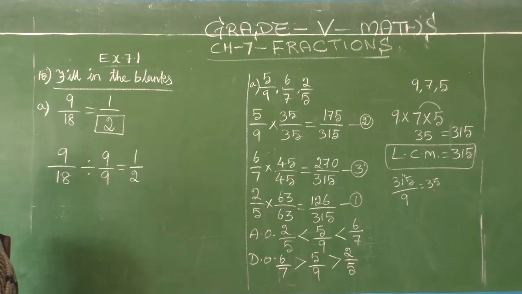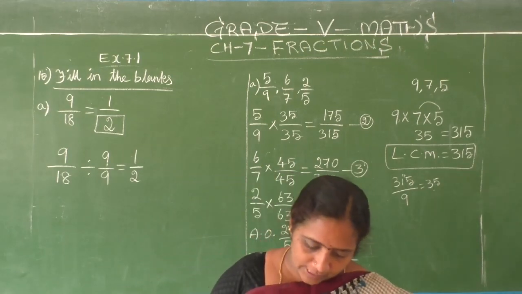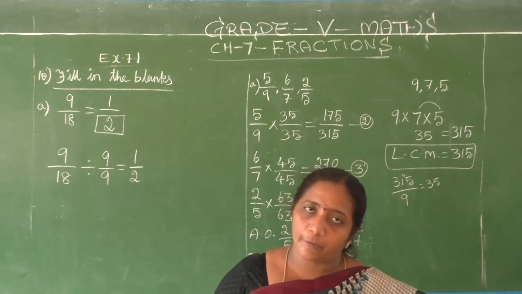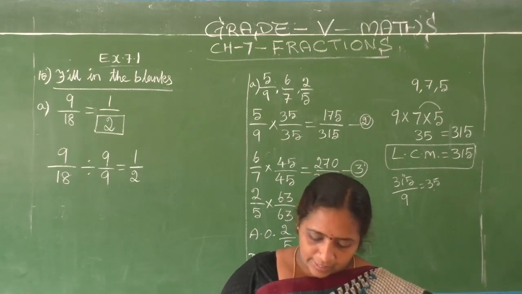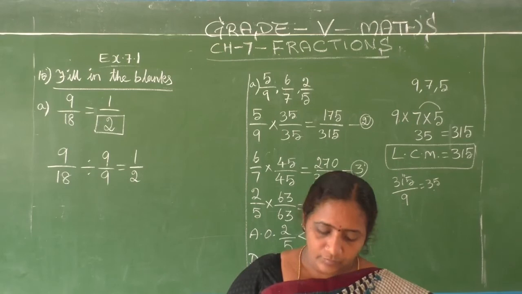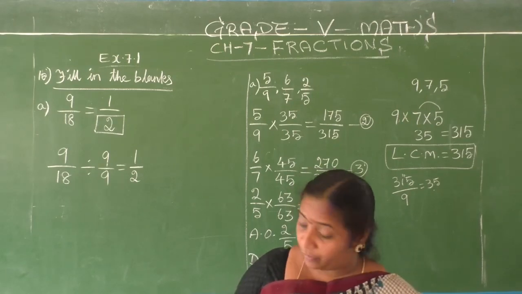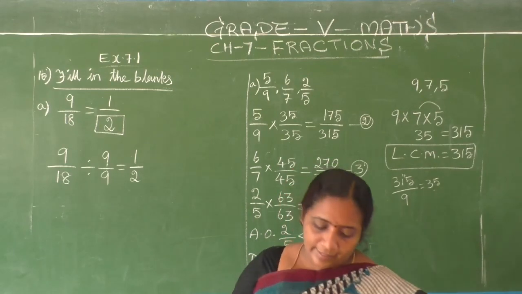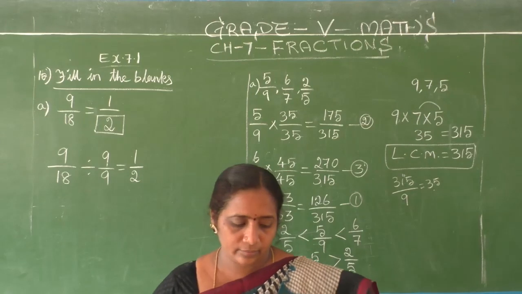Fill in the blanks. Okay ma'am. So in the 10th Roman they gave 2 sums. I worked out 1 sum. Remaining sums you have to do yourself. Okay. So we completed exercise 7.2. Next we go to 7.1. Now we complete that. Then next video class we can see 7.2. Okay ma'am. Thank you.